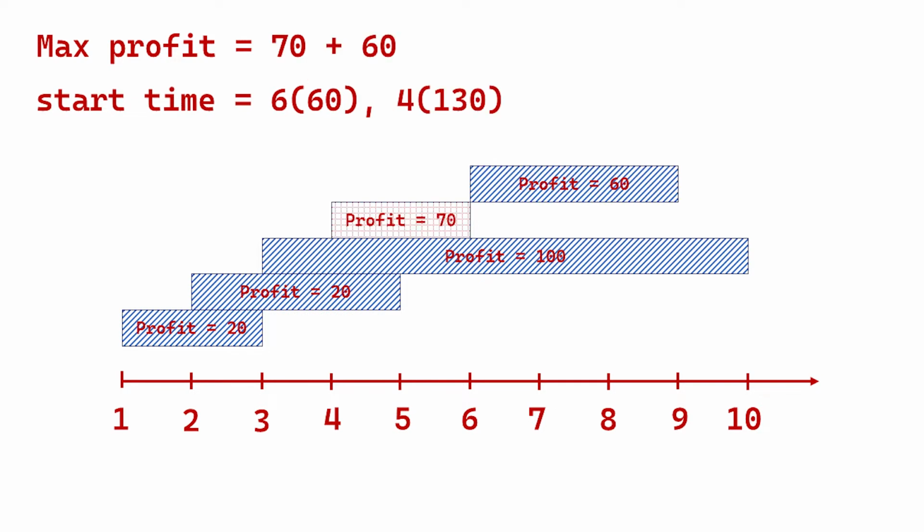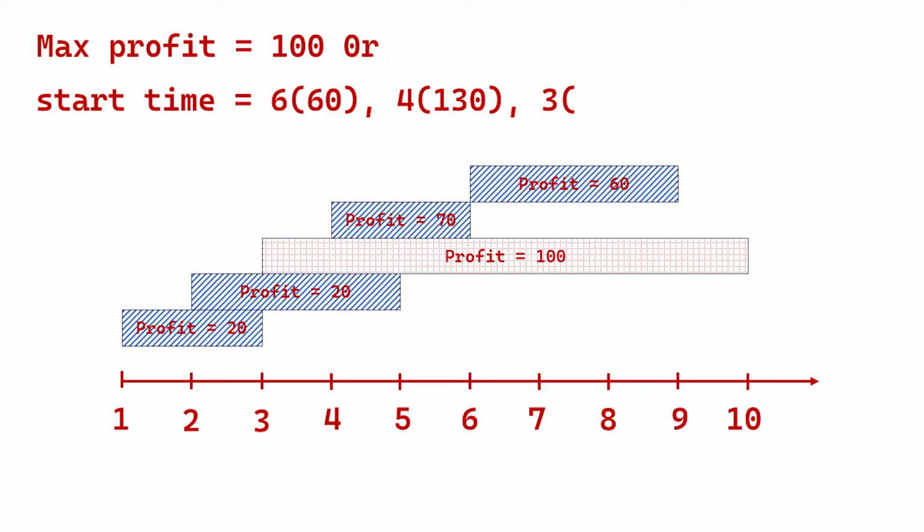Then we go to our next element, which is 4 to 6. So we try to check if we have anything after 6 as our start time. We do have 6 as our start time, in which case we will consider that last element, which was 60. And we will add the current value, which is 70. So the total will be 130.